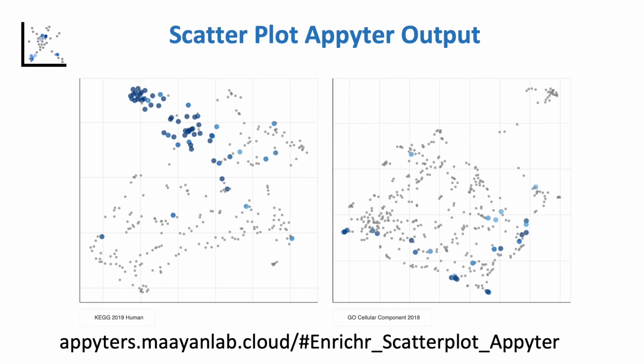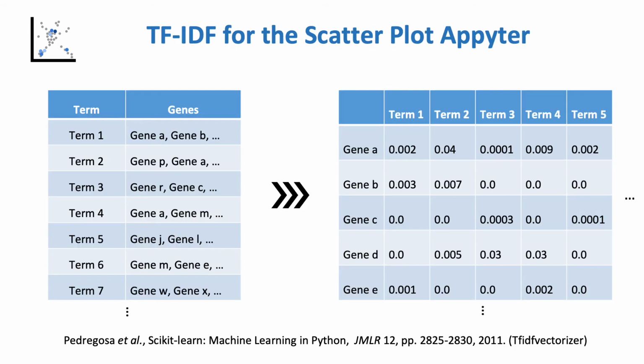The libraries from Enrichr were pre-processed using machine learning techniques to create clusters of similar gene sets. To do this, first, TF-IDF, which stands for Term Frequency Inverse Document Frequency, was applied to the gene sets to determine weights between 0 and 1 for each of the genes.